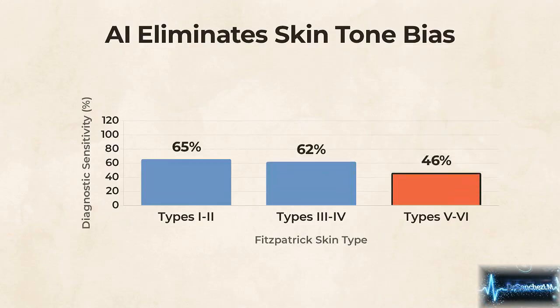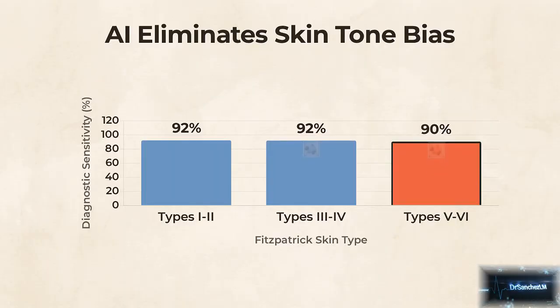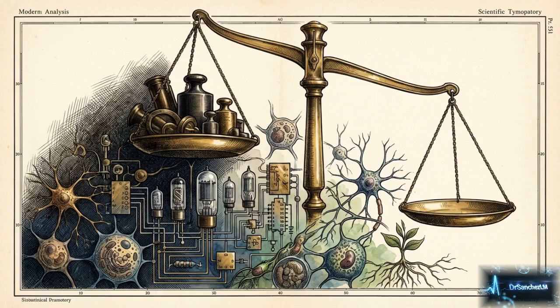Legacy AI models showed a massive 27% sensitivity gap for darker Fitzpatrick skin types. By utilizing generative AI to synthesize training images of melanomas on darker skin, researchers mathematically equalized the algorithm's performance across all skin tones. Correcting this baseline data is a mandatory first step. If we deploy these tools without balancing the scales, we risk baking current health disparities directly into the algorithms of the future.